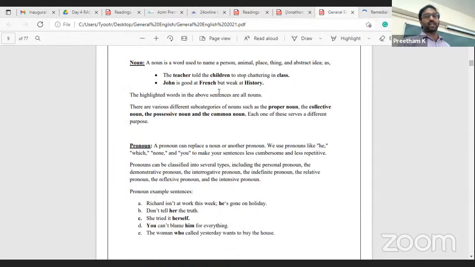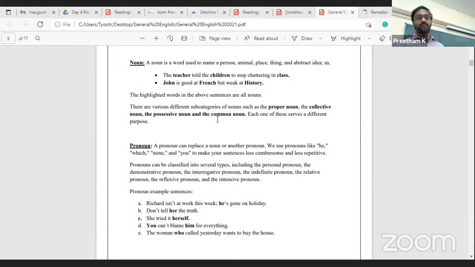John is good at French but weak at history. What type of noun is John? Proper noun. French, history. Proper means specific. Common noun is what you usually use in comparison, where you are distinguishing one common element from other common elements. The highlighted words in the above sentences are all nouns.